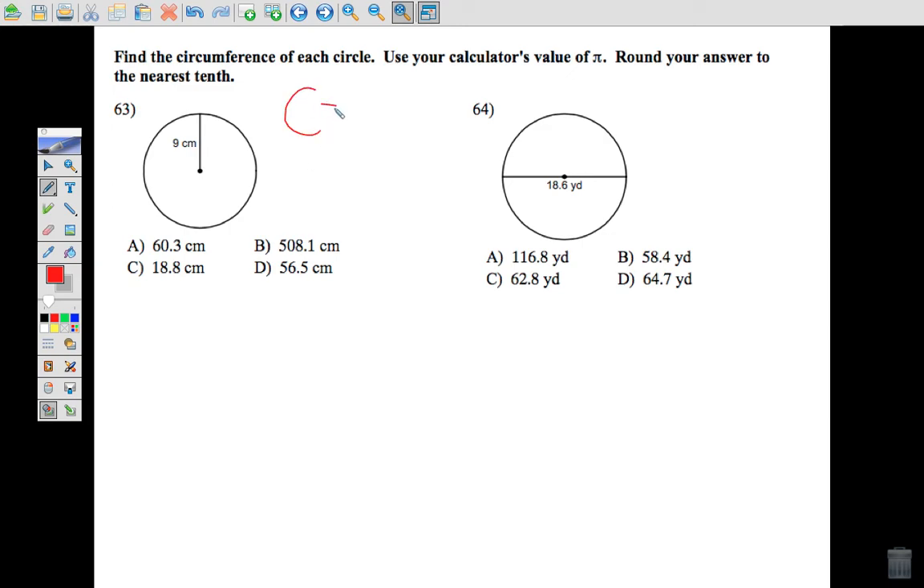Circumference is 2 pi r, or you could also use pi times diameter if you're given the diameter. Some people prefer to half it and then plug it in here because that's what they're used to. Whatever you want to do is fine. These don't have pi in the answer, so you'll type it in the calculator.